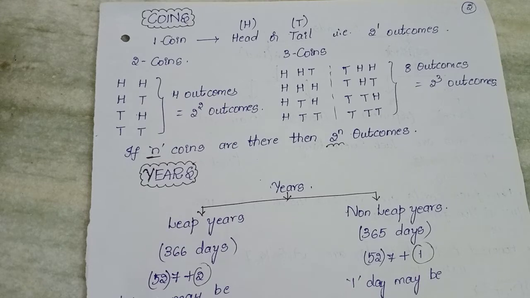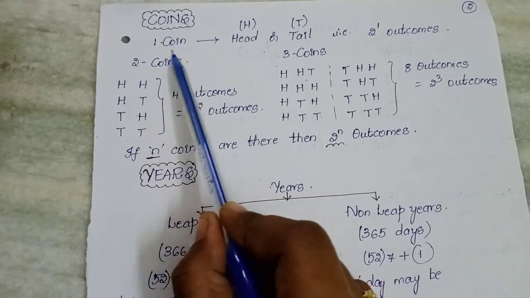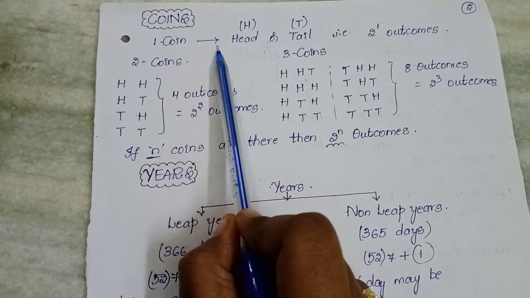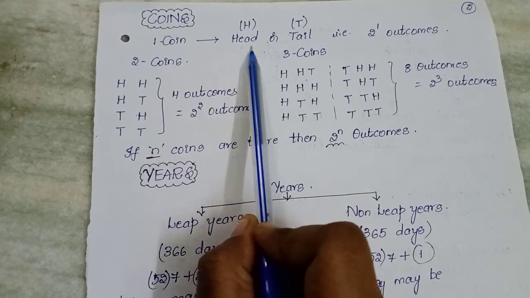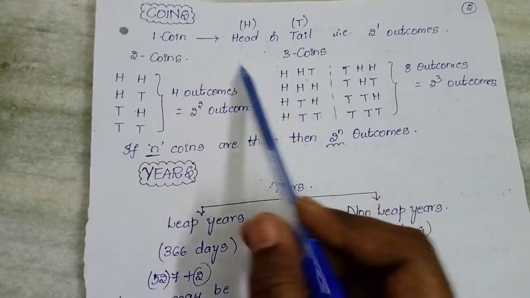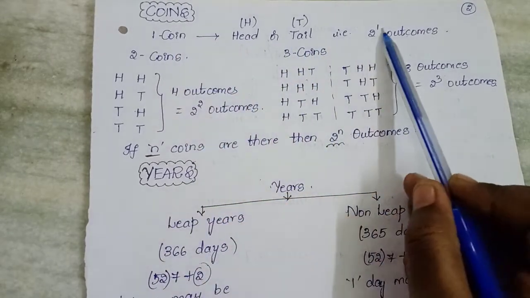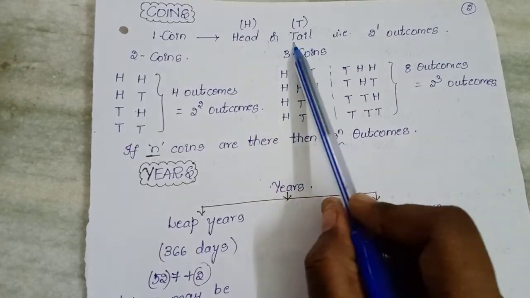So in this video, I'm going to explain all the coins concept in probability. So let's get started. First of all, one coin. If you toss a coin, it will have two outcomes, right? It may be either head or tail. So one coin will give you 2^1 outcomes, that is head or tail.